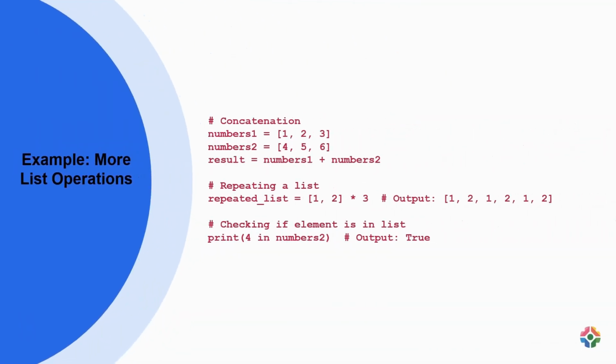In Python, you can concatenate lists by using the plus operator. For example, result = numbers1 + numbers2 would combine numbers1 and numbers2 into a single list. Lists can be repeated by using the star operator. For instance, [1, 2] * 3 would result in [1, 2, 1, 2, 1, 2], as the list [1, 2] is repeated 3 times. To check if an element is present in a list, you can use the in keyword. For instance, 4 in numbers2 would return True if 4 is present in the list numbers2.